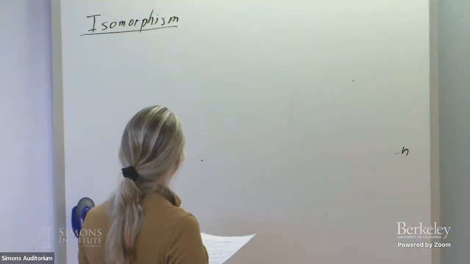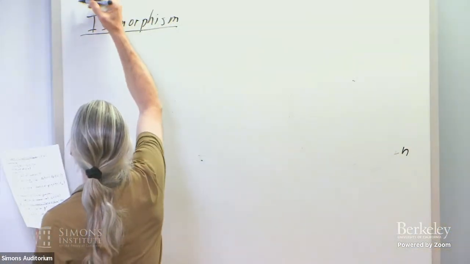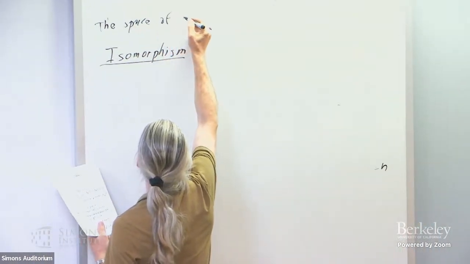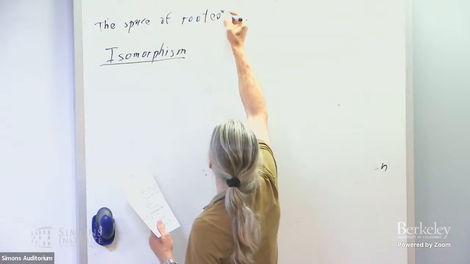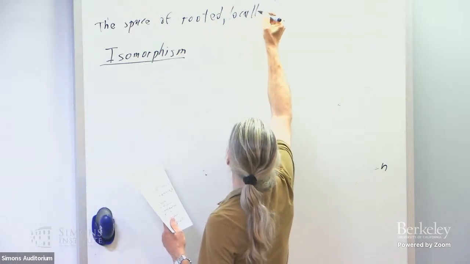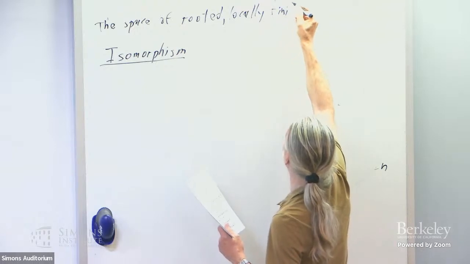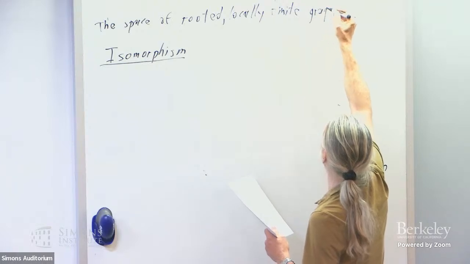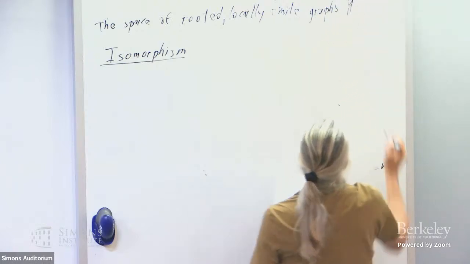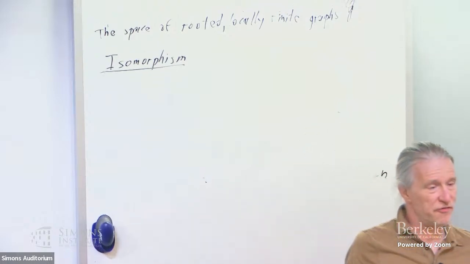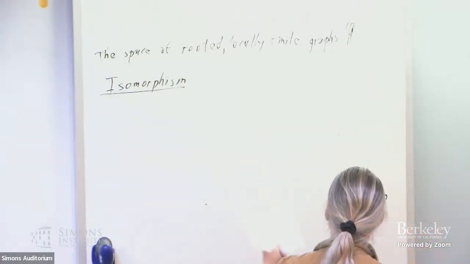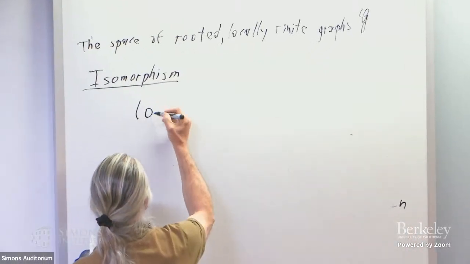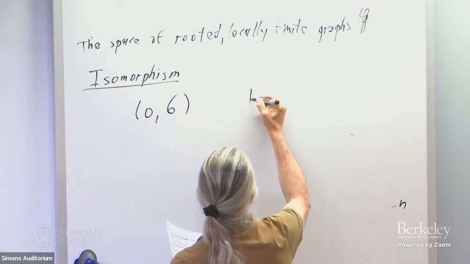What I will actually need to discuss the whole thing is the space of rooted locally finite graphs. And we need a little bit of structure on this space to define this notion of convergence. So in particular, we need to discuss what is an isomorphism. So I have a graph. It's locally finite.